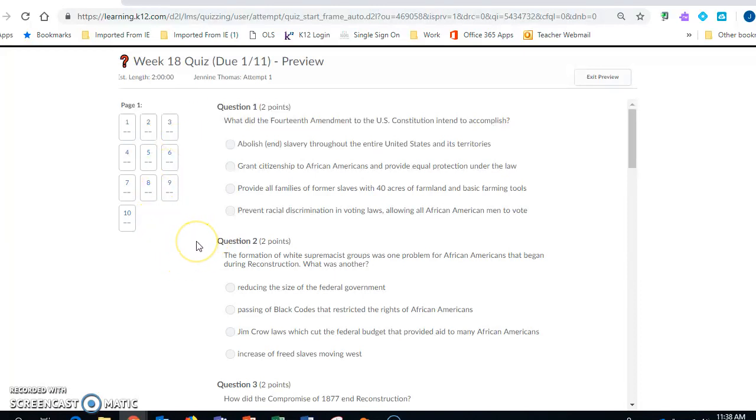Question 2. The formation of white supremacist groups was one problem for African Americans that began during Reconstruction. What was another? Reducing the size of the federal government, passing of black codes that restricted the rights of African Americans, Jim Crow laws which cut the federal budget that provided aid to many African Americans, or increase of freed slaves moving west.